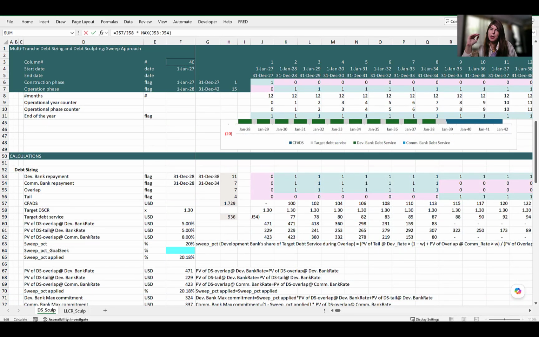So let's do this step by step. Step 1, we are aiming to calculate the target debt service. So we start by deriving the target debt service by simply dividing the CFADS by our target DSCR, which is in this case 1.3x. And we, of course, multiply it by our repayment flag, which is just limiting the CFADS over the debt life. So this target debt service is basically our ceiling, meaning that it's the maximum debt service the project can sustain at any given period during the debt repayment.